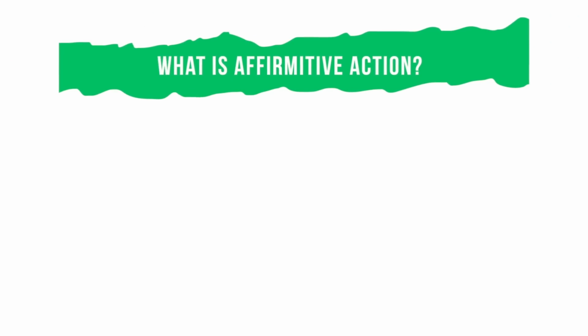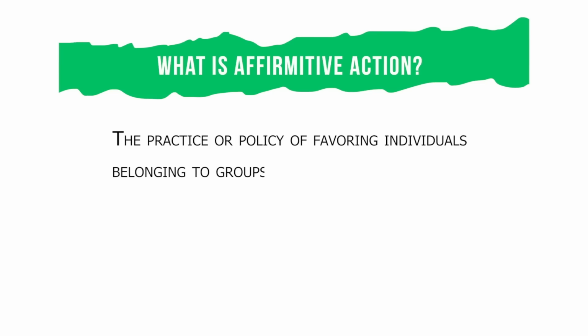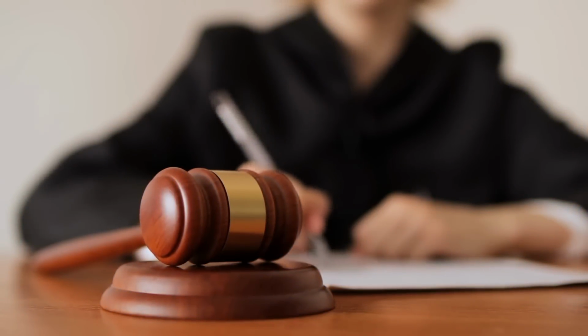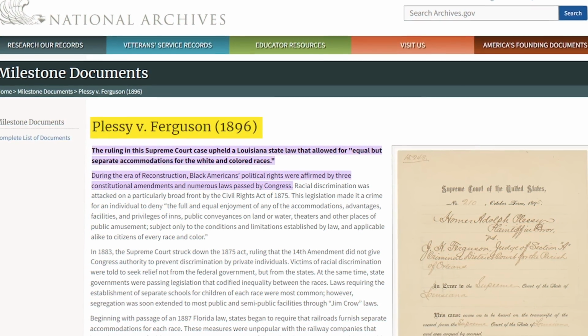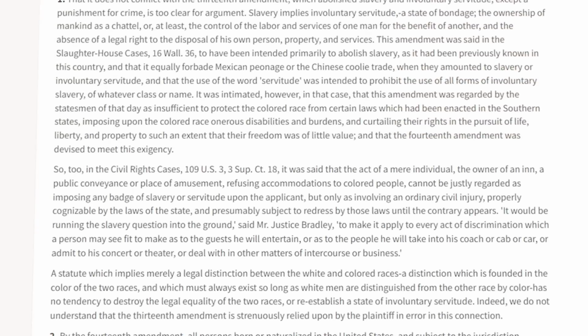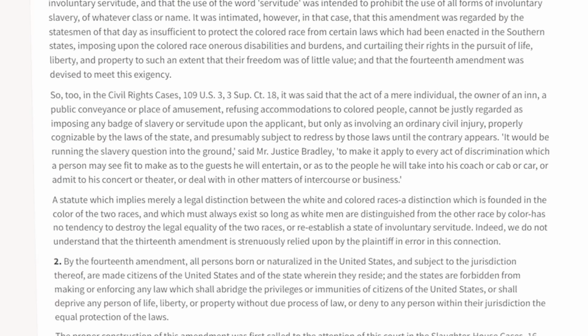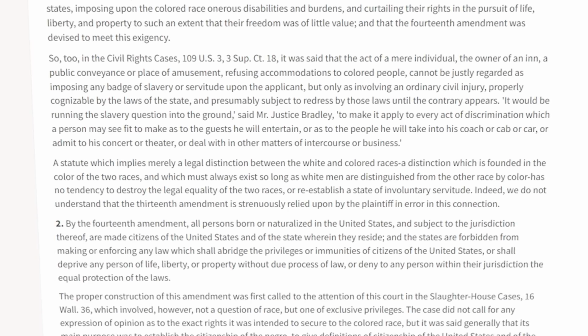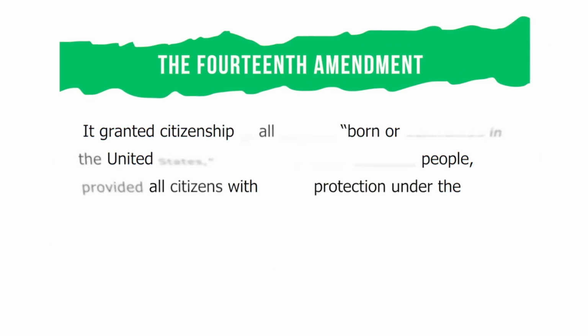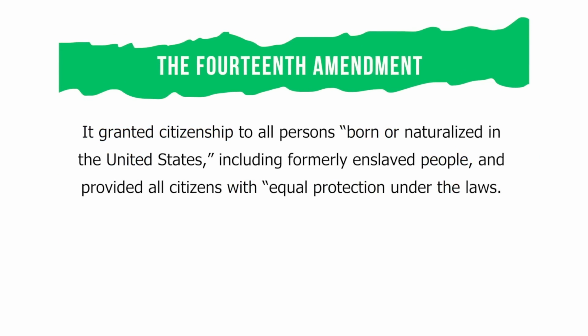Well, affirmative action is defined as the practice or policy of favoring individuals belonging to groups regarded as disadvantaged or subject to discrimination. Now, the history of affirmative action in the United States starts with another famous Supreme Court case, Plessy v. Ferguson from 1896. In that case, the United States Supreme Court ruled that racial segregation laws did not violate the U.S. Constitution's 14th Amendment, which guaranteed equal protection under the law.